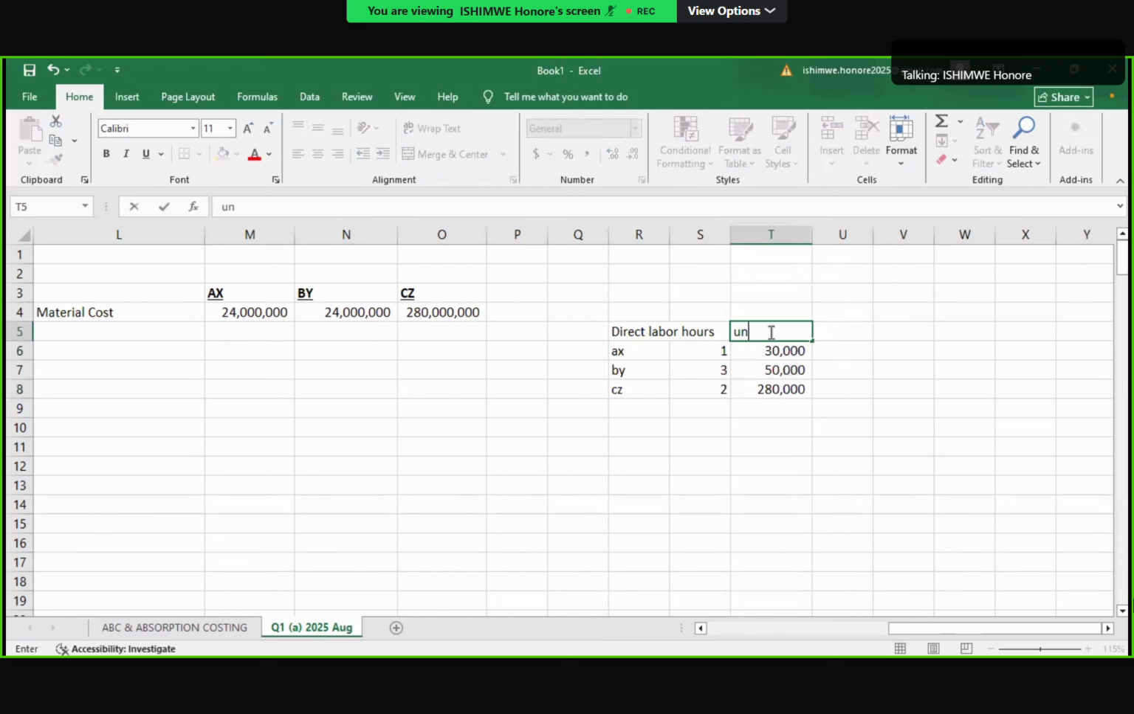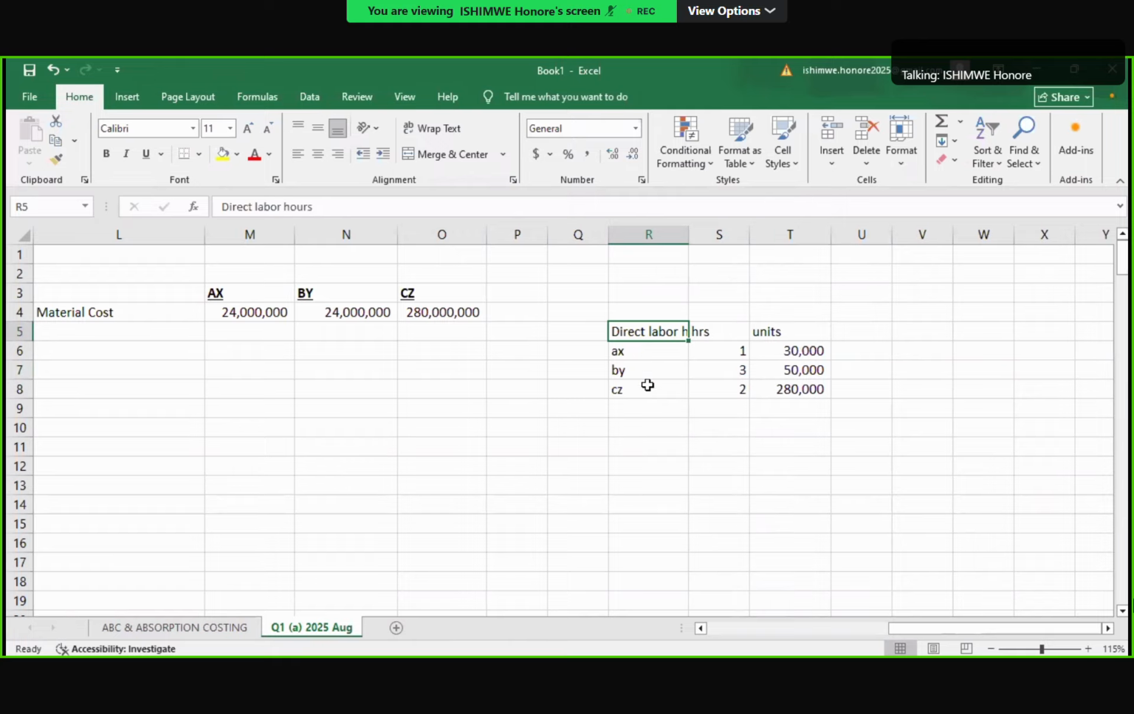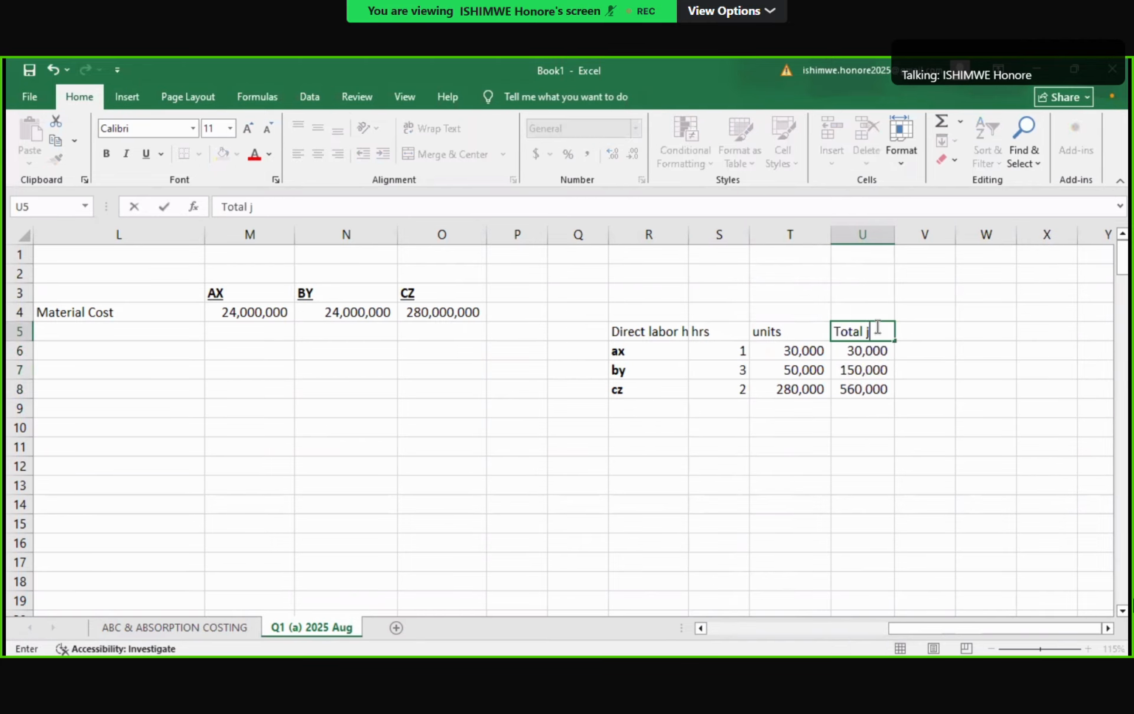So these are units. These are hours. These are products. So we can determine total hours. This is our total hours for production.